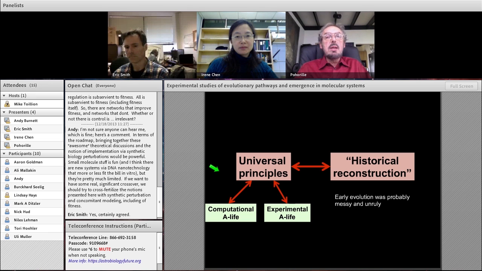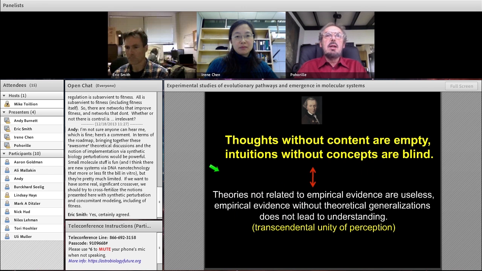But again, what I would like to stress is that universal principles are for everybody. Anybody who is interested in evolution is interested in finding universal principles. But this historical reconstruction, it's only astrobiologists that care. So this is a really astrobiology-motivated question. So finally, I would like to make a case for close collaboration between experiment and theory.